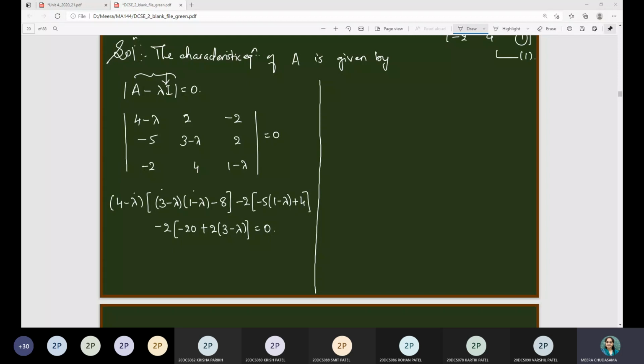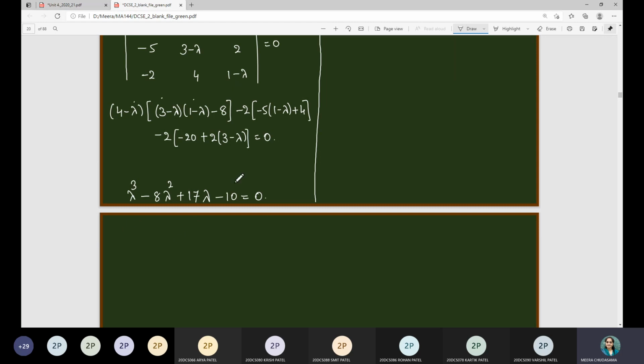Lambda cube minus 8 lambda square plus 17 lambda minus 10 equals 0. Yes, this is the correct expression. When you solve it, you will have this expression, which is nothing but the characteristic equation of the given matrix A. I hope all of you get this expression after simplification.